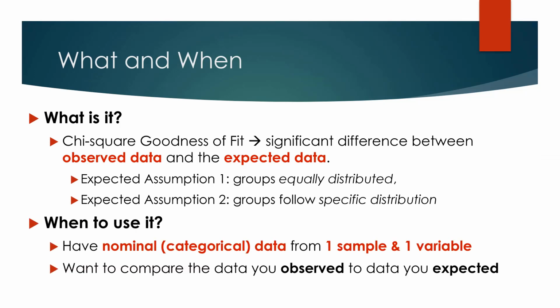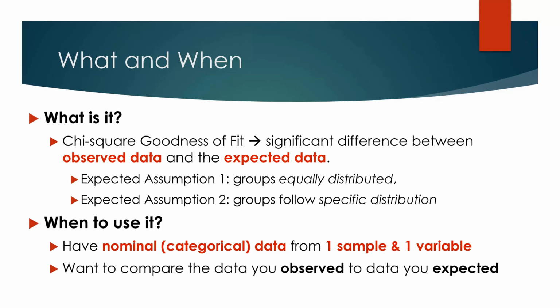Now, when do you use it? Same situation you would use any chi-square. You have nominal categorical data from one sample. You're comparing observed to expected. With the goodness of fit test, you only have one variable, though. Test of independence, you have 2 variables, right? Because you want to see if they're independent of each other. Goodness of fit, you only have 1 variable, right? So just keep that one in mind.